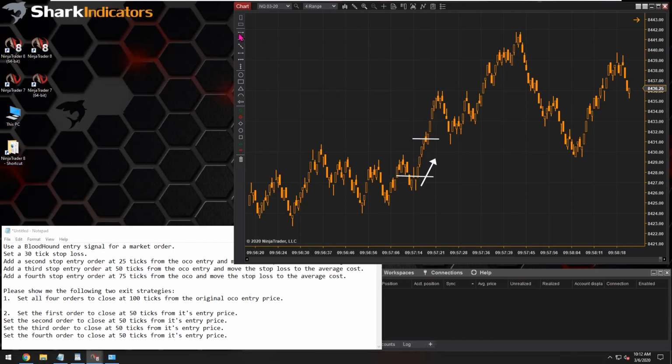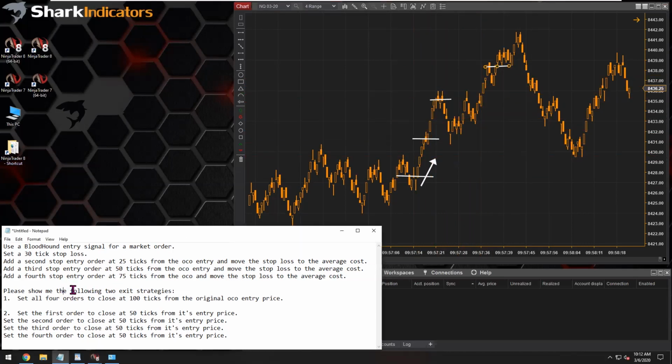And then again, about another 25 ticks higher, scaling again with a third order. So now we have 3 orders in a long direction. And then the fourth order, I guess that looks about another equal distance higher, and a fourth order gets scaled in here. So that's the backdrop of this question: scaling into a profitable position.